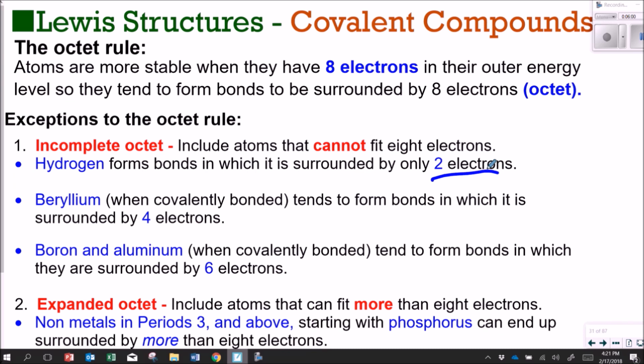Beryllium, when covalently bonded, remember beryllium is a metal, but it can form covalent bonds. It tends to form bonds in which it is surrounded by 4 electrons. Boron and aluminum, when covalently bonded, tend to form bonds in which they are surrounded by 6 electrons. Then there is the expanded octet, which includes atoms that can fit more than 8 electrons. These are nonmetals in periods 3 and up of the periodic table, starting with phosphorus.